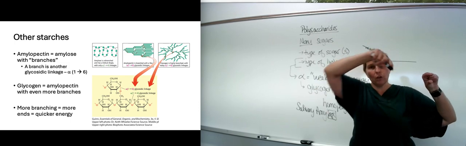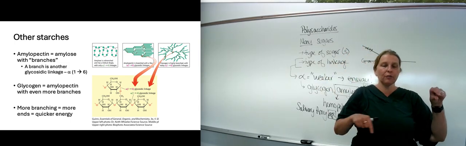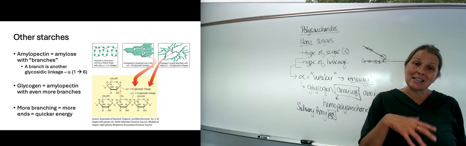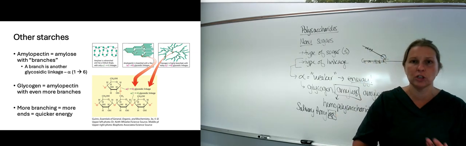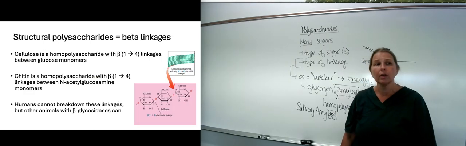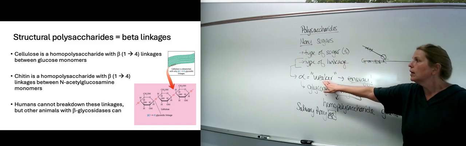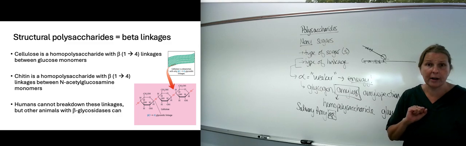But if you have glycogen and you have all these branches, now you have all of these different ends that you can grab from. So the more branching that you have, the more ends that you have, that means you can get quicker energy to do what you need to do. So that's what we're going to talk about for starches. So starches are alpha linkages. They are what we use for energy.